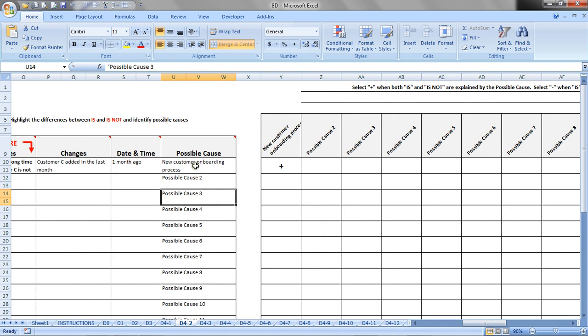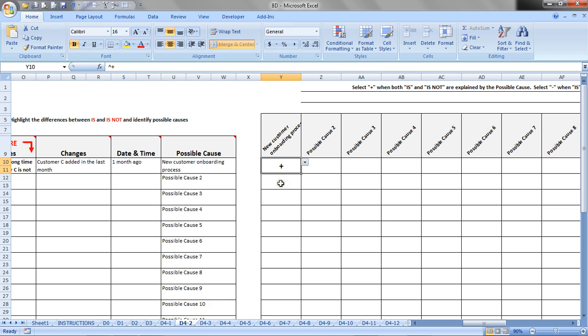Once you've identified a possible cause, it's going to translate itself over here automatically. You don't have to worry about rekeying that in. And I'm going to ask the question, does new customer onboarding process explain why customer A and B are experiencing the problem and customer C are not? And the answer might be, well, yes, indeed, it does. Or the answer might be, well, not really. It really only explains the is part of it. Let's just assume for the example, though, that it does explain.